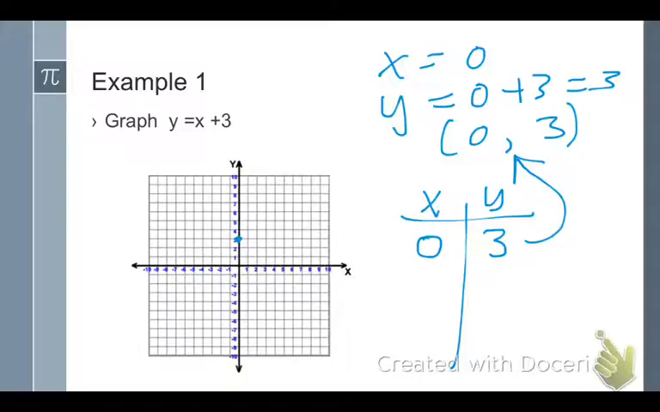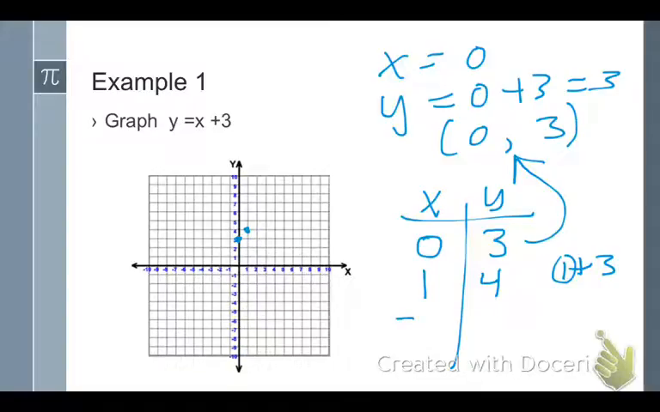Now, I pick another value for x. If I pick x is 1, y is going to be 1 plus 3, because the equation is y equals x plus 3, and x is now 1, and I'm going to get 4. So for that one, I would go to the right one from the origin, and go up 4, and I'll get that point there.